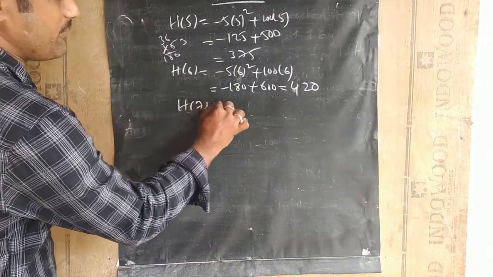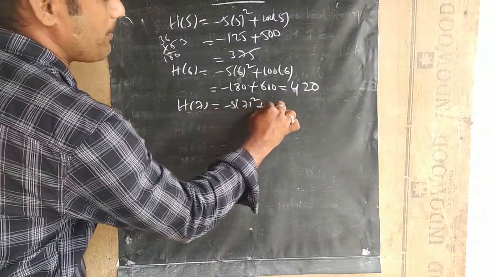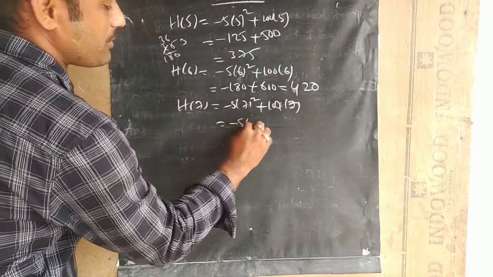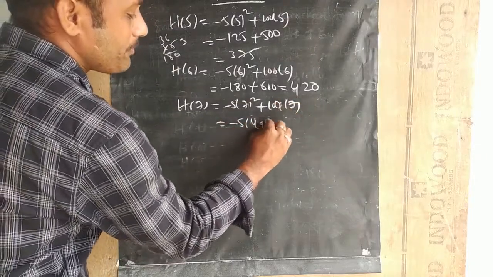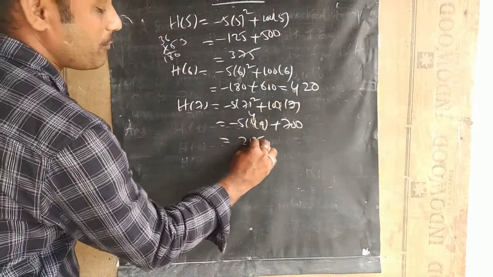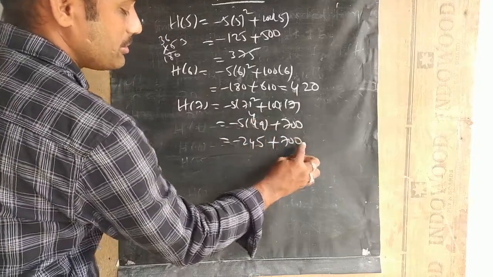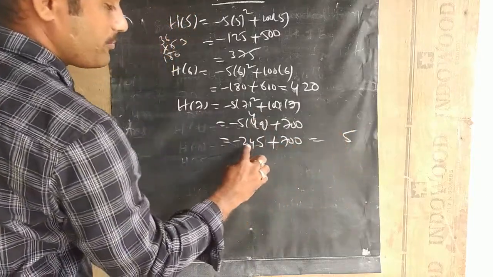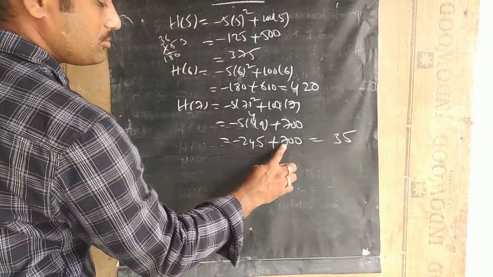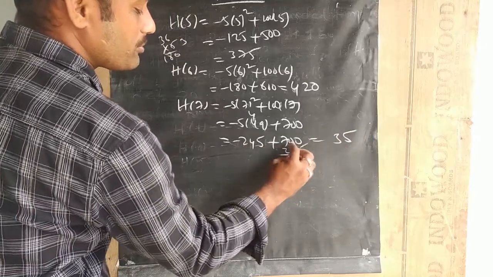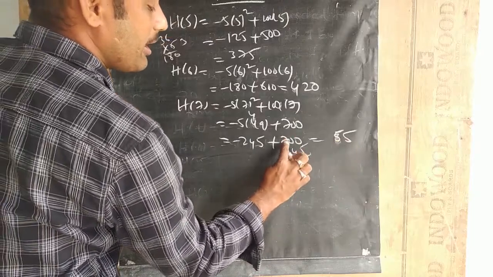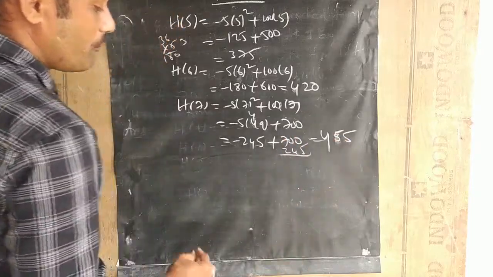So if we are going to substitute h of 7 here, then minus 5 into 7 square plus 100 into 7. So minus 5 into 7 square is 49 plus 700. So 5 9 is 45, 5 4 is 20, 24, minus 245 plus 700. So it will be 455.